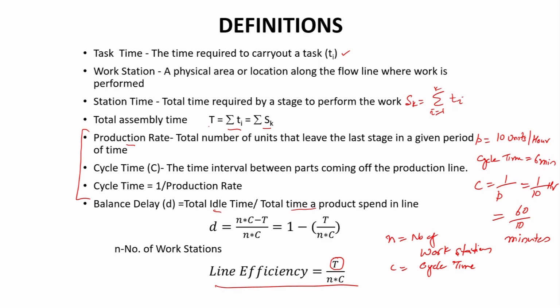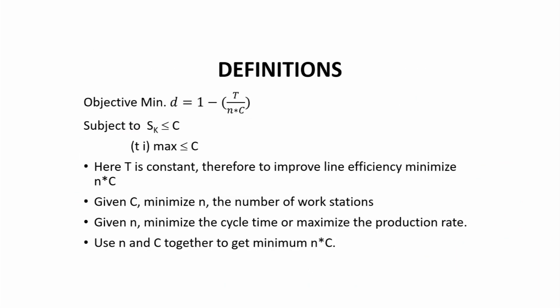So, after doing the balancing, we will see what is the line efficiency and what is the balance delay, and that will tell us how good our line is, whether it is balanced or not balanced. Based on that we will get to know. So, our objective here is to minimize the balance delay, and two more constraints are there in this.